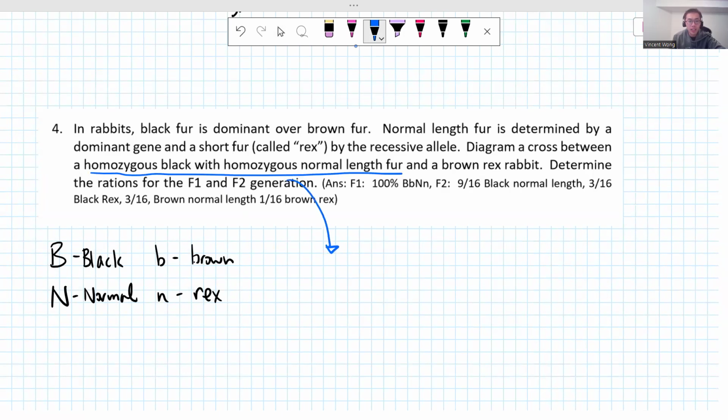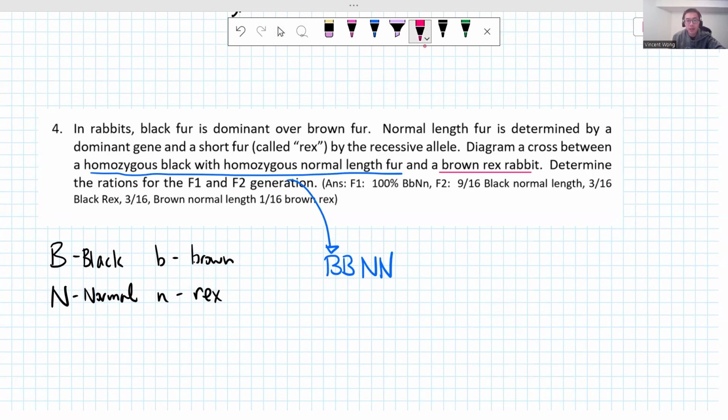So what is homozygous black? Is it big B, big B, big B, small b, or small b, small b? Big B, big B. Homozygous black. And then it says homozygous normal length. Big N, big N, right? Oh, okay. I see where I made a mistake. Okay. Well, let's finish it anyways, for the benefit of other people.